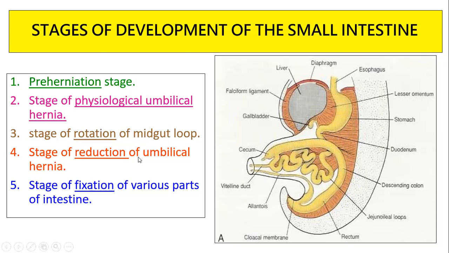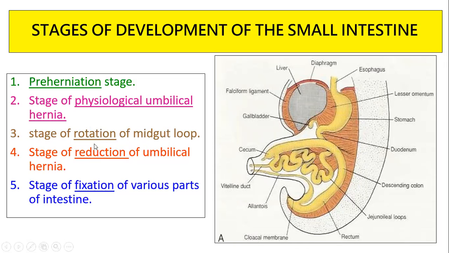So these are the five stages of development of the small intestine. First is the pre-herniation stage, before the intestines come out of the abdomen. Then the stage of physiological umbilical hernia, where all the intestinal contents come out because of the excessive growth of the intestine, but there is no growth of the abdominal cavity. Then the third stage is the rotation of the midgut loop, where there will be rotation of the intestines. The fourth stage is reduction of the umbilical hernia, where there is growth of the abdominal cavity now, so all the intestines will go back into the abdomen.